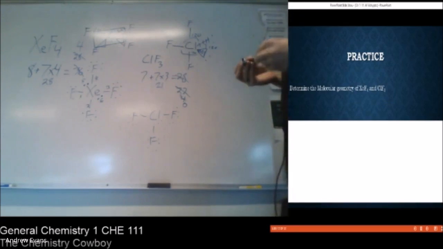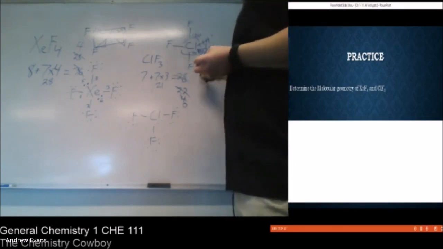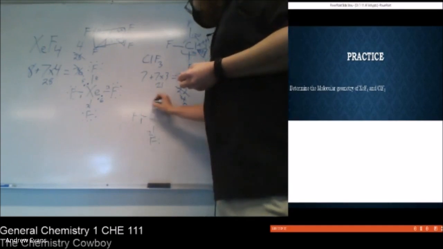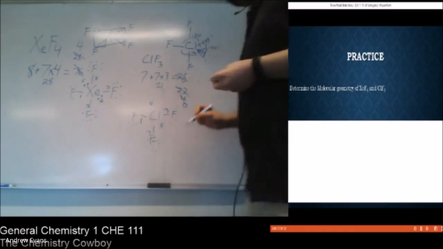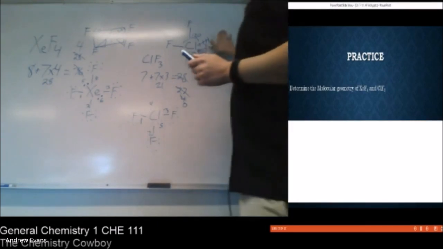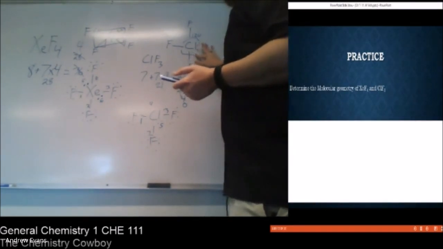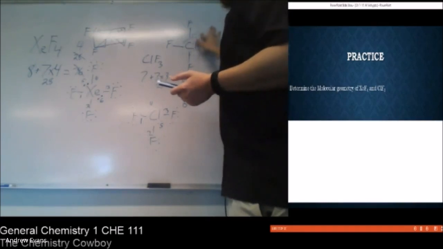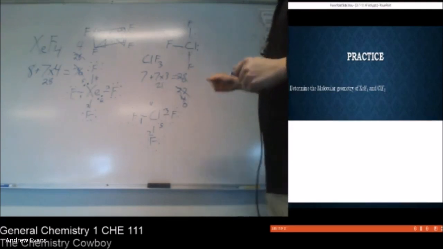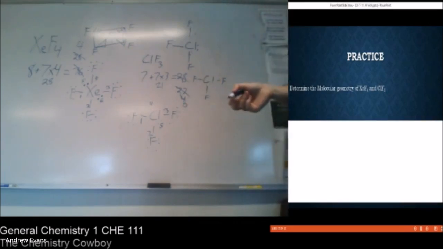So the electron geometry is trigonal bipyramidal, which is our basic 1, 2, 3, 4, 5 things coming off. Forgot to do that. Now, the actual question asks, what is the molecular geometry of this guy? If I'm ignoring that lone pair and that lone pair, what shape does this structure make? It makes our T, drawn on its side. It's a T shape.